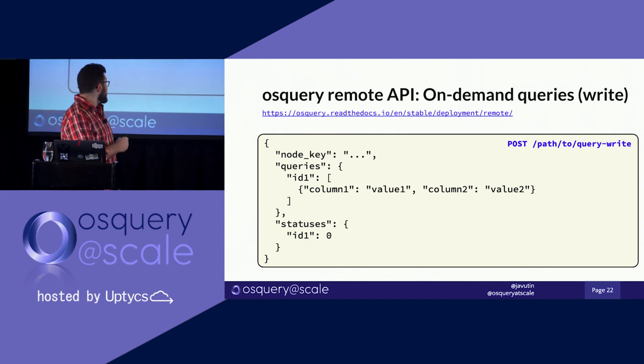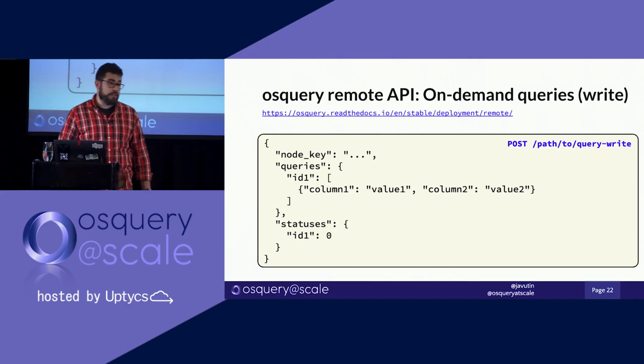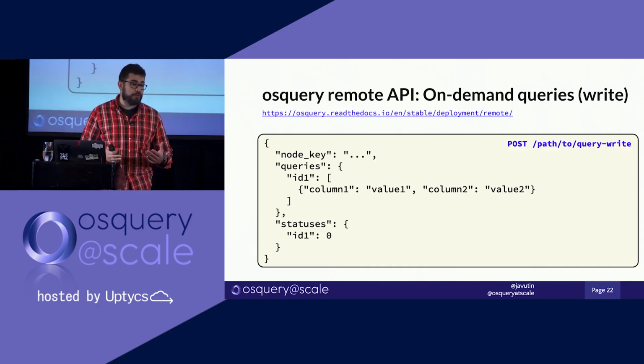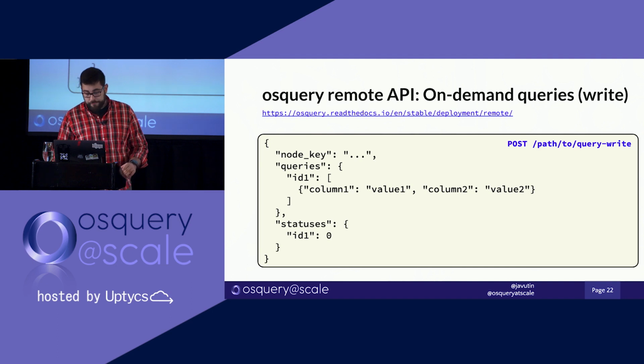It will take the node key that we've been using in the whole process. It will just give you the results of each of the queries using the ID that your TLS endpoint submitted to the client. And it will tell you the actual status of execution of that query. So if something isn't 0, then obviously something went wrong, and you might want to look at the status logs to see what exactly broke, because that query had a problem and wasn't able to run.